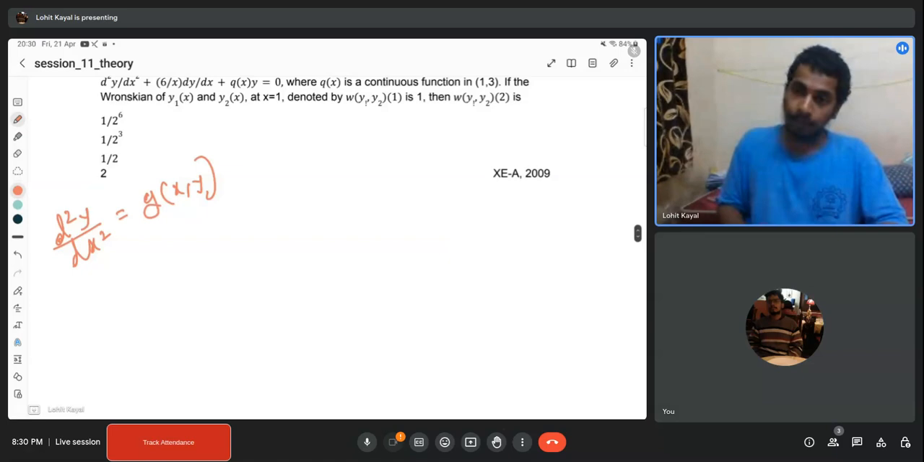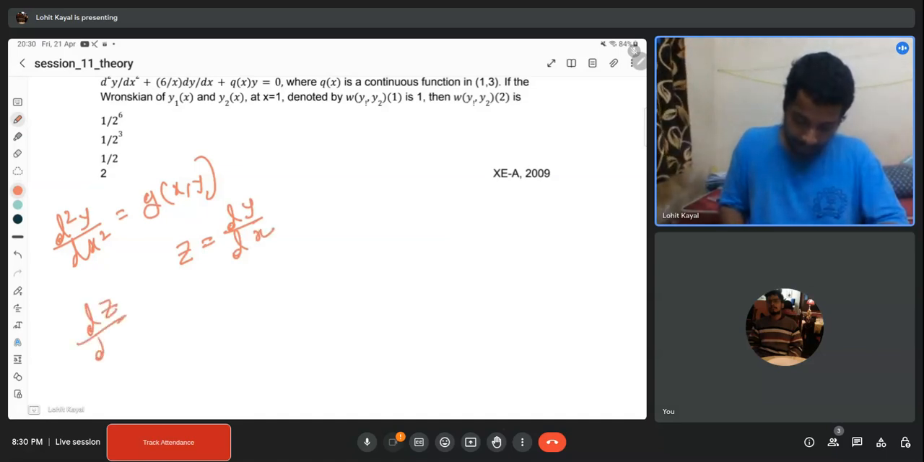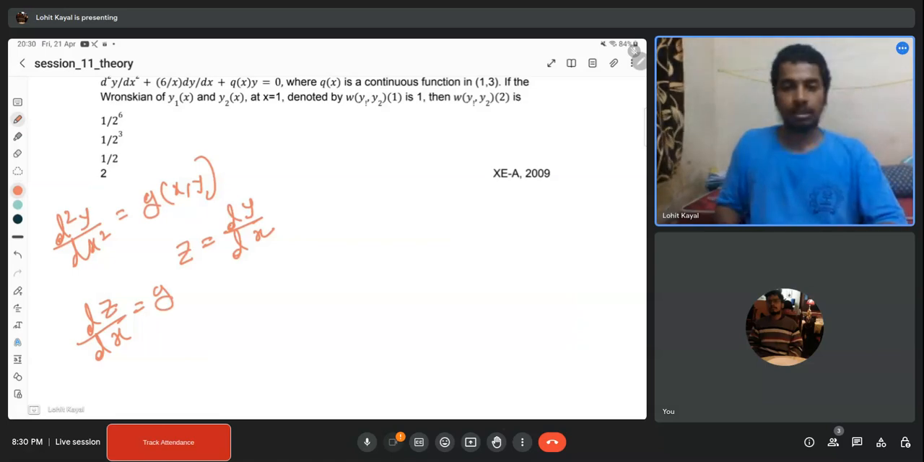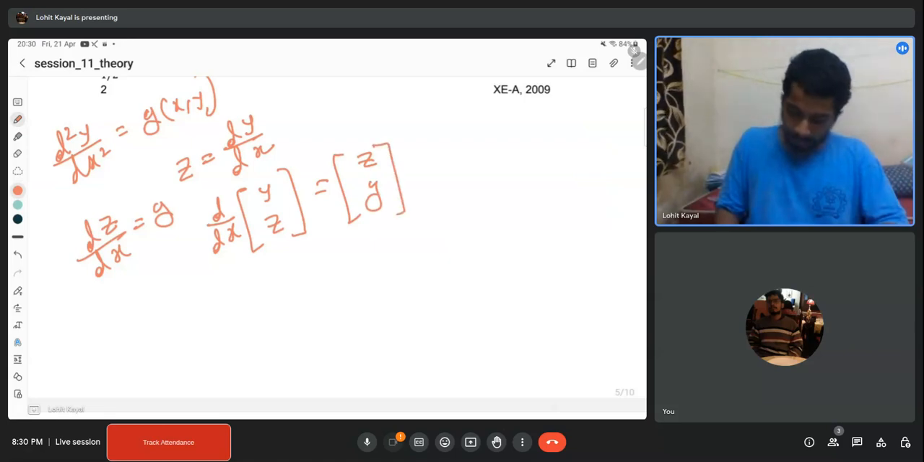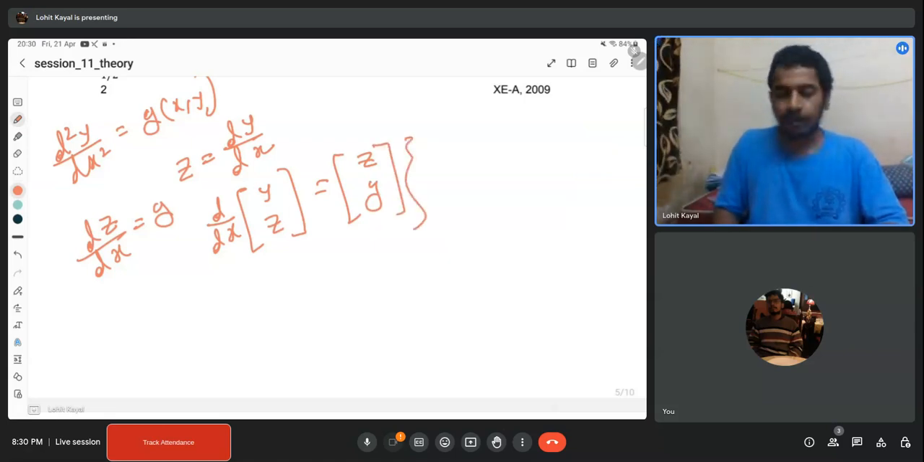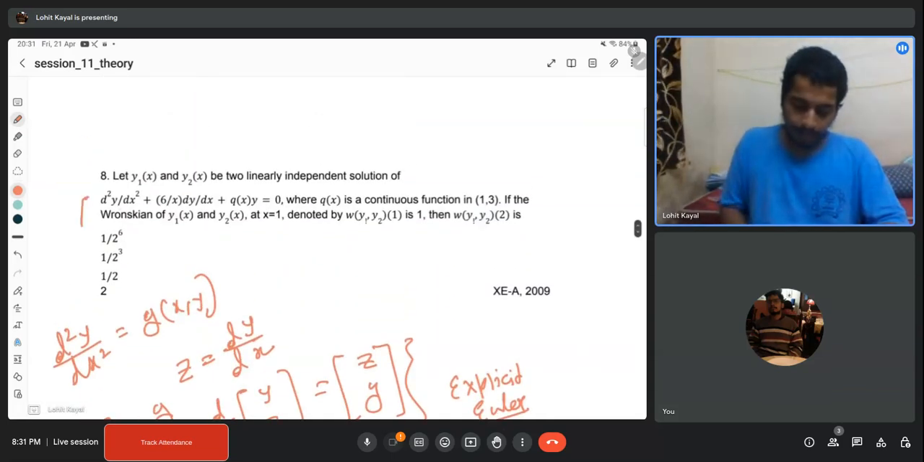So here you can define another variable z equal to dy/dx, and dz/dx is equal to g. Okay, so you will have d/dx of (y, z) equal to (z, g), and this is a vector form, and for this form you can use explicit Euler. Okay, so here this idea will be used lightly, but this is a completely different problem.